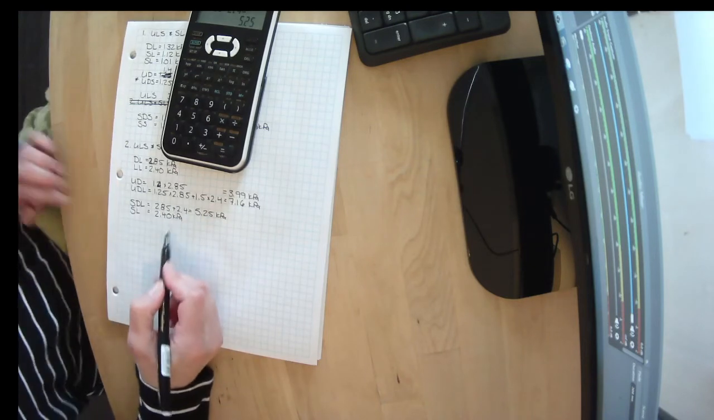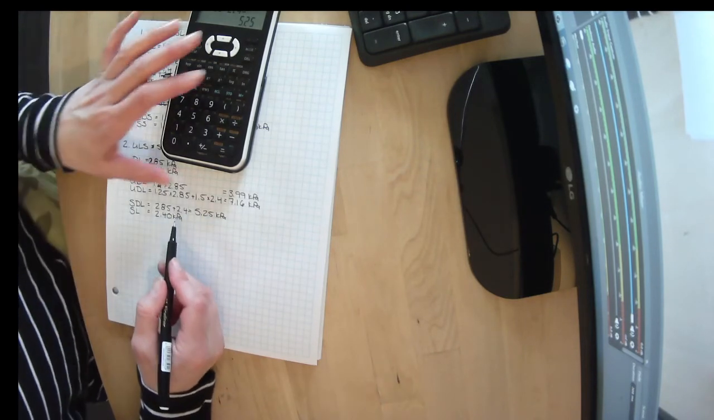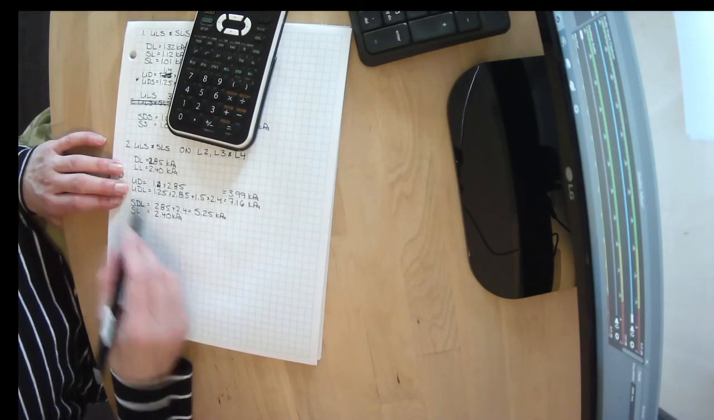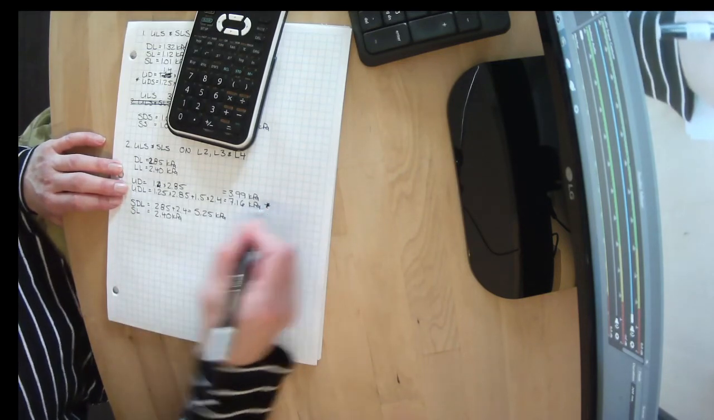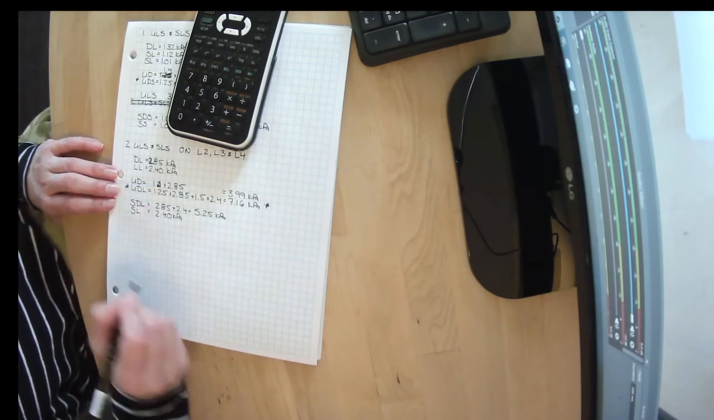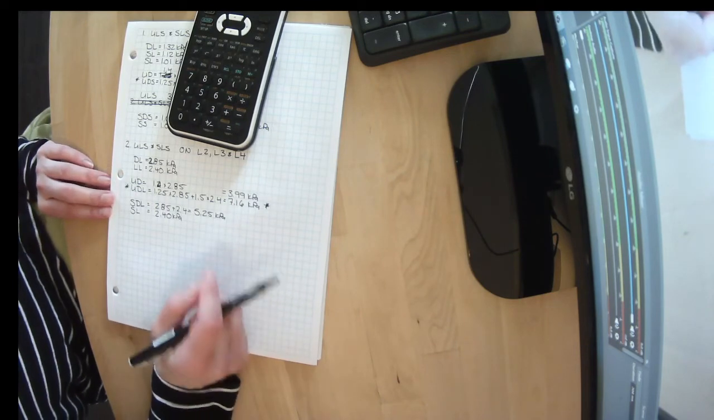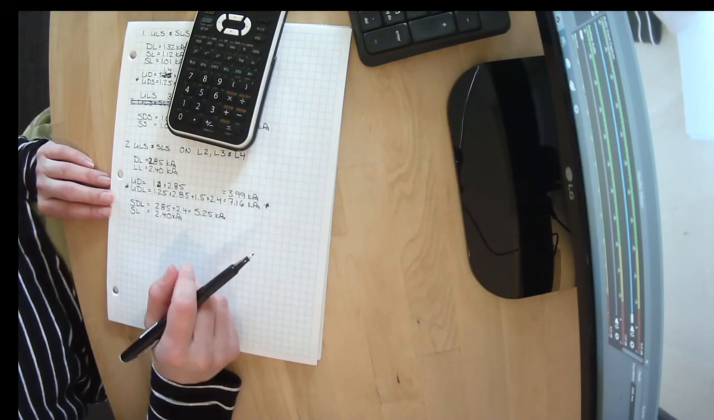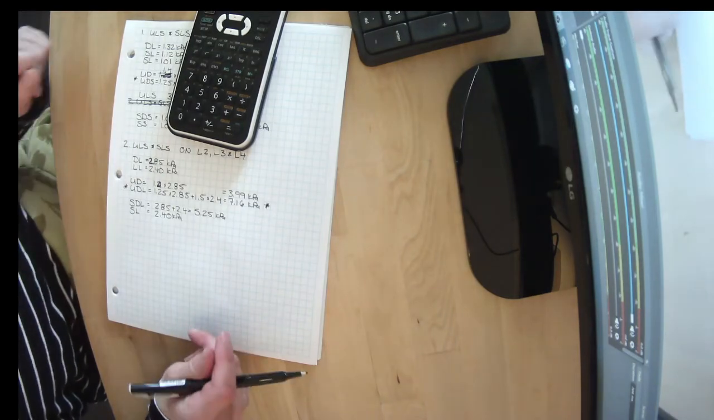We don't pick the worst of these. We need to track both of our serviceability cases, but we do need to look at what the worst ultimate limit states load combination is, and it is 7.16 kPa. Now that would be for those individual floors.